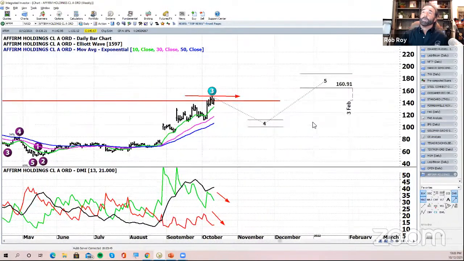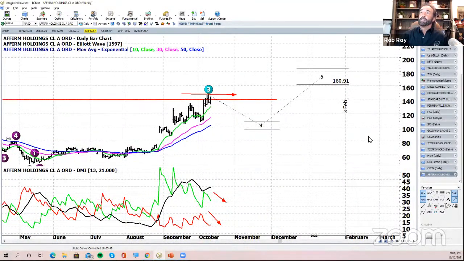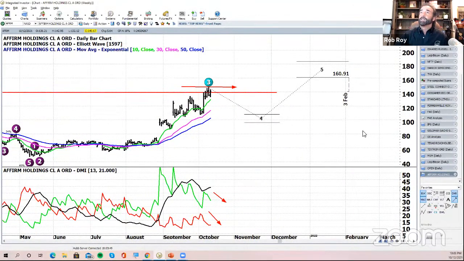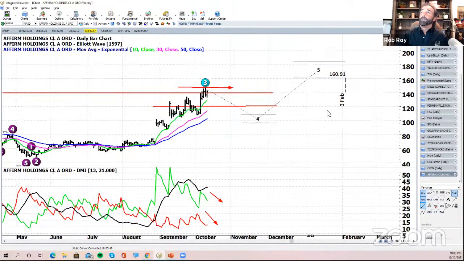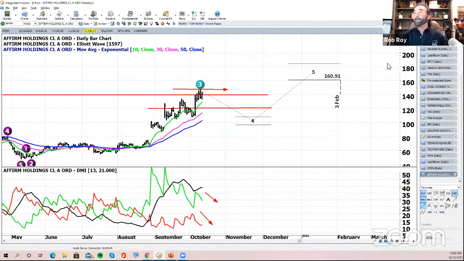So if you get above 140, you're off and running again, but until it does, just be a little bit cautious. If it breaks back below 140, you have to respect that it may come test 120. And if it comes down there, it could create the wave 4. But as long as it stays above 140, you're bullish and could be looking at significant more move to the upside.